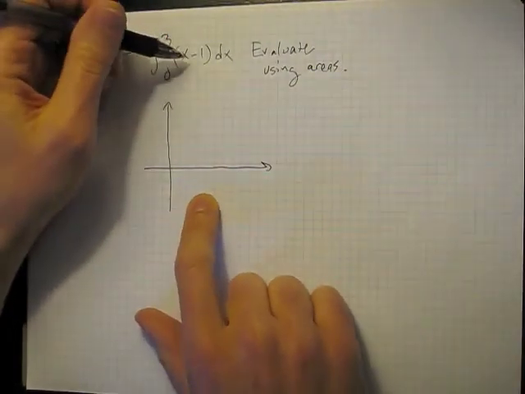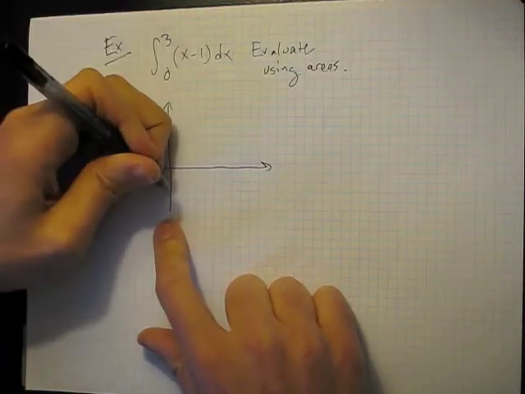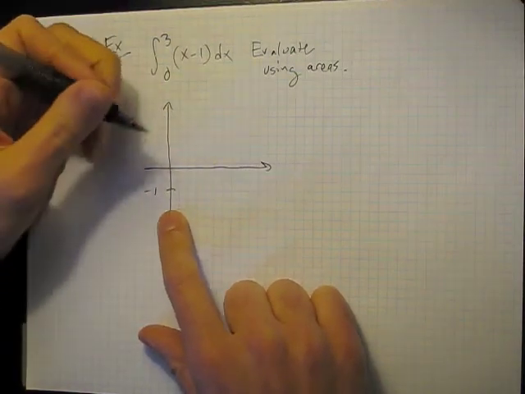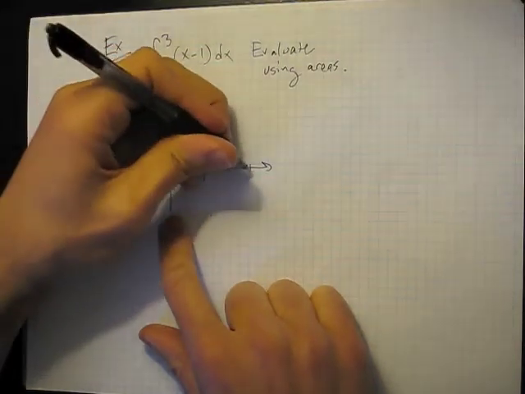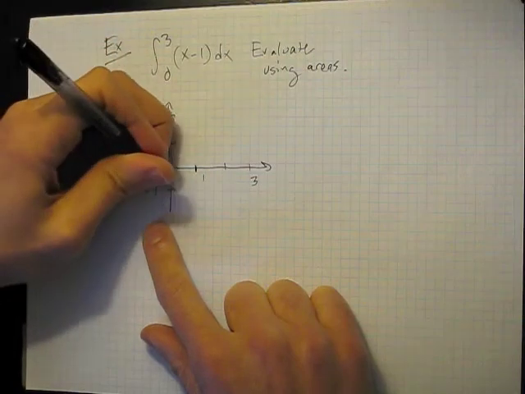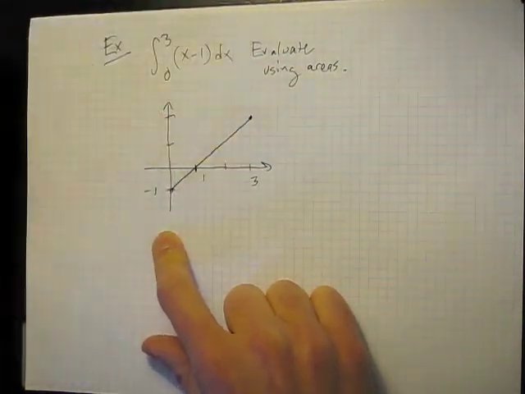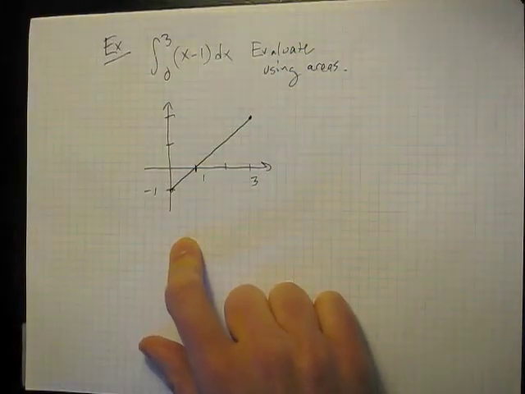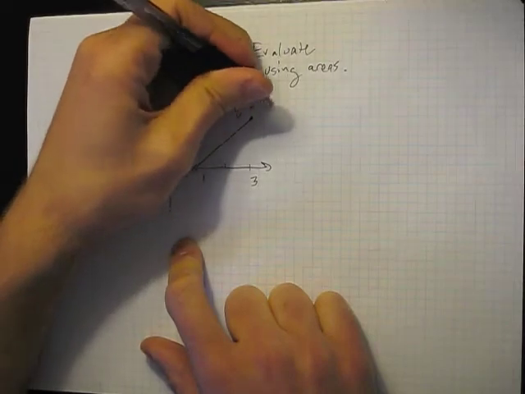Okay, so this is a graph, this is a line of slope 1 passes through minus 1. So this is minus 1. It's also going to pass through 1 here, 2, and 3. So we should get something that looks like this. This is what the graph of this function looks like. This is y equals x minus 1.